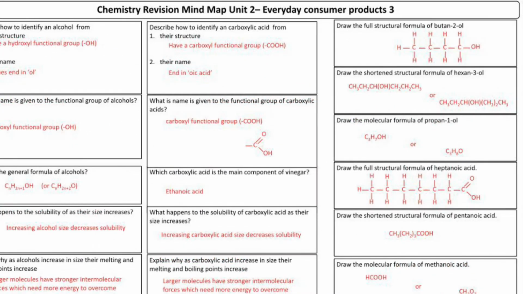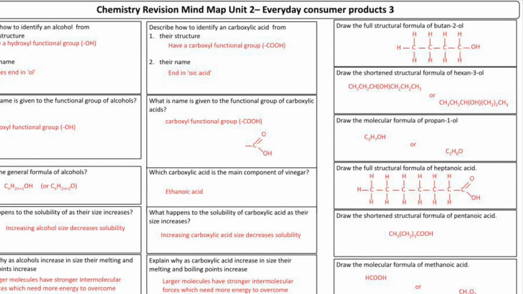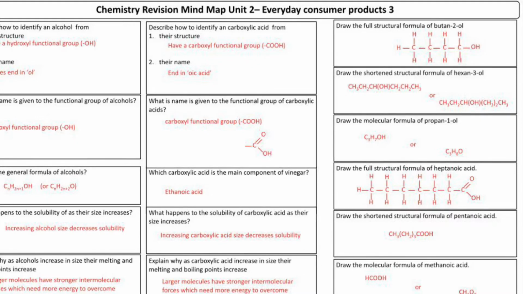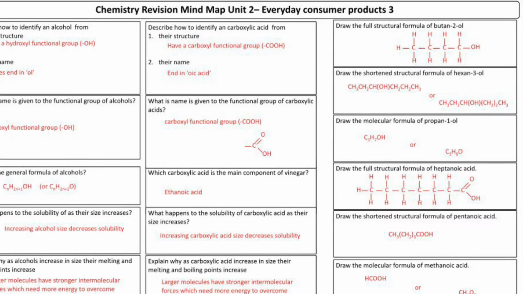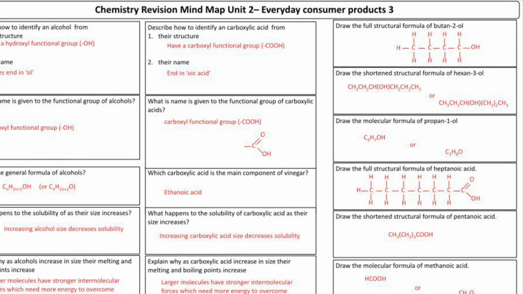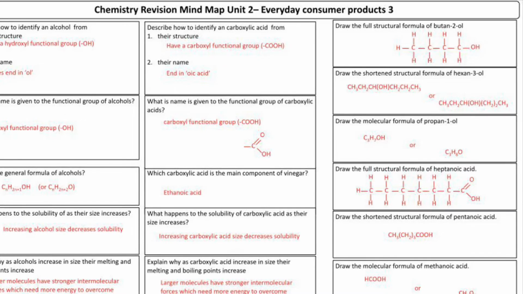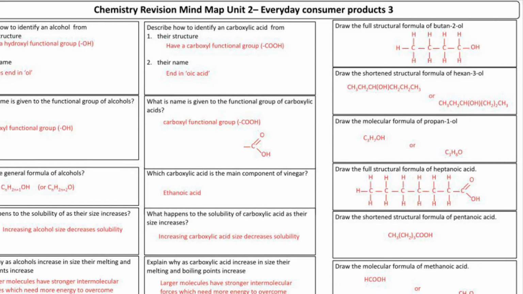We now move on to everyday consumer products. An alcohol will always contain a hydroxyl functional group, OH, and it will always end with the letters OL, ol. The functional group could be anywhere on the alcohol. It could be on the first one, it could be on one in the middle. As with the double bond, you would just look to name the number during the actual name of the alcohol.